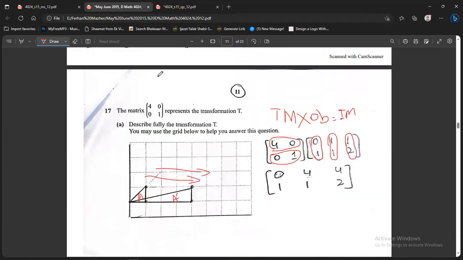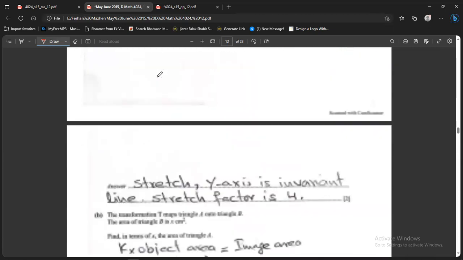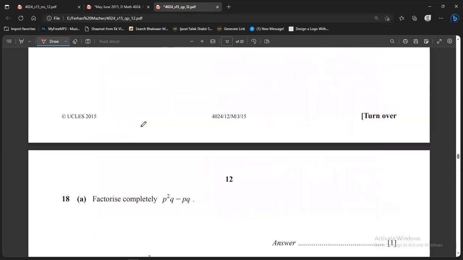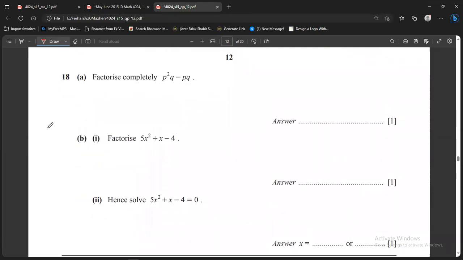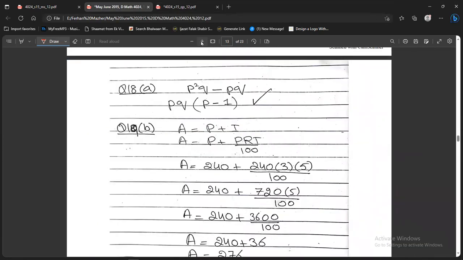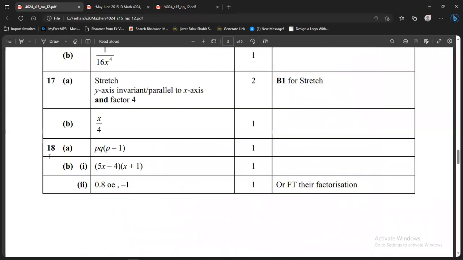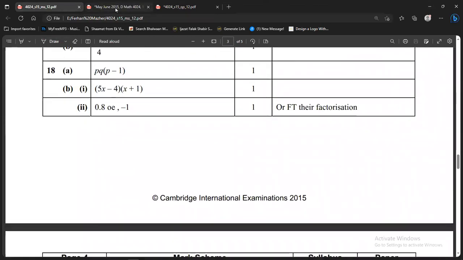This is question number 17, its first portion. And then we have this second portion. Question number 18, A part. It says factorize completely p square q minus pq. So here you can take pq common, and it will be factorized. So here you see pq is common, bracket p minus 1, bracket close. This is the answer. Our answer is right. This is the solution.